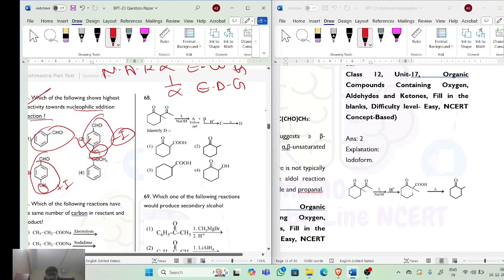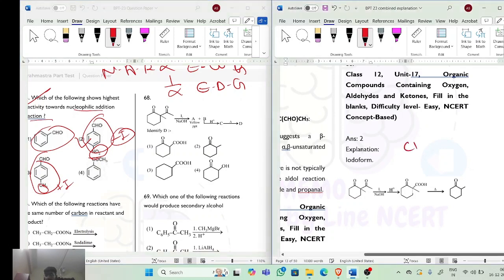Then after the iodoform reaction, we have H plus and heat. First of all, the iodoform reaction. Clearly on this methyl group, we know for the iodoform reaction we require CH3, C double bond O. This group is required for the iodoform reaction, and it is present on this side.